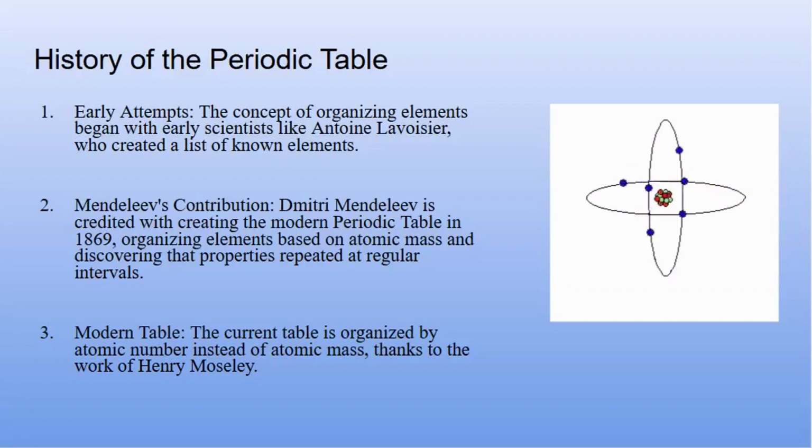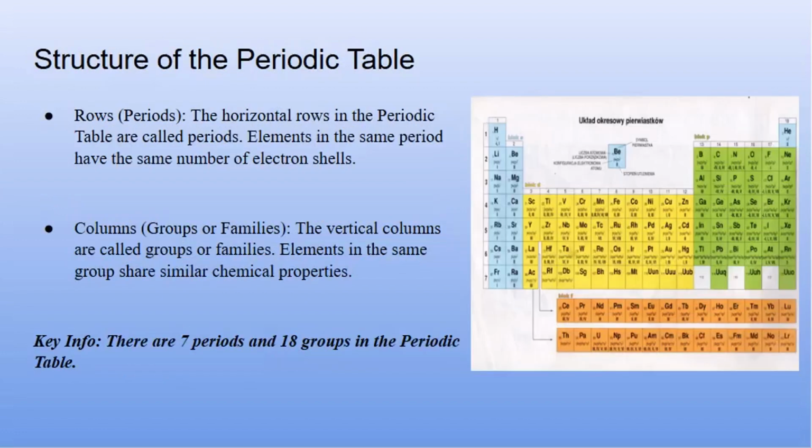Now, structure of the periodic table. Let's break down how the periodic table is structured. There are 7 horizontal rows called periods. As you move from left to right across a period, each element gains 1 more electron and 1 more proton. Then there are 18 vertical columns called groups, or sometimes families. Elements in the same group have similar chemical properties. For example, they often react in the same way with other substances. So if you understand one element in a group, you can often predict how others will behave too.